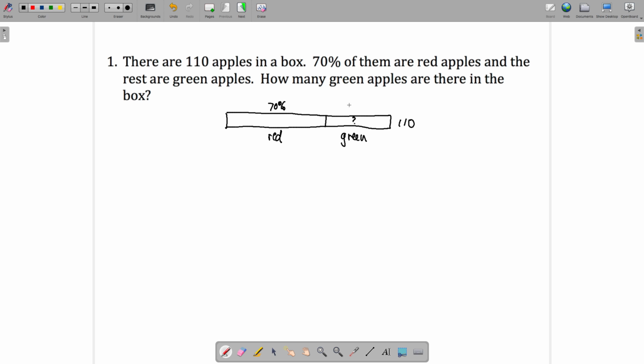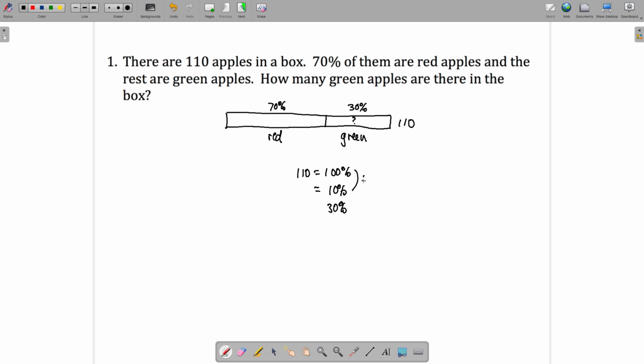But I also noticed that the percentages, I've got 30% left from 100%. If 70% are red, then 100 minus 70 gives me 30. So 30% of them must be green. So I'm going to use that. I know 110 is 100%. And if I want to find 30%, I think finding 10% is going to be helpful.